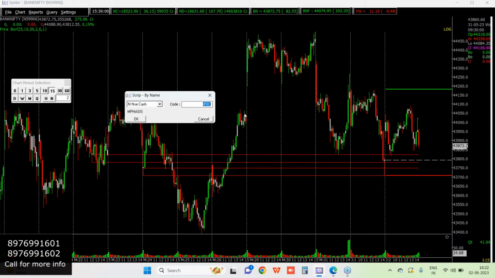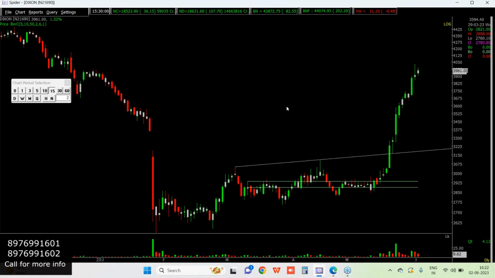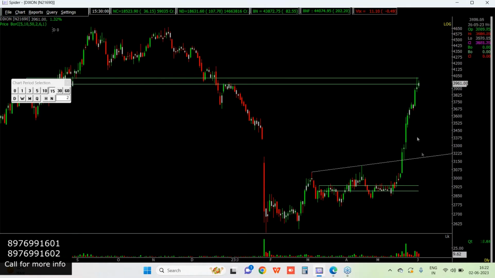So from the last 2 or 3 days, you can see Dixon is moving. I think for more than a week. Okay, so you can see in Dixon when I go to the daily chart, this was a support zone. Okay, so now you can see it already reached resistance. Okay, so I got 2 stocks from the chat box.